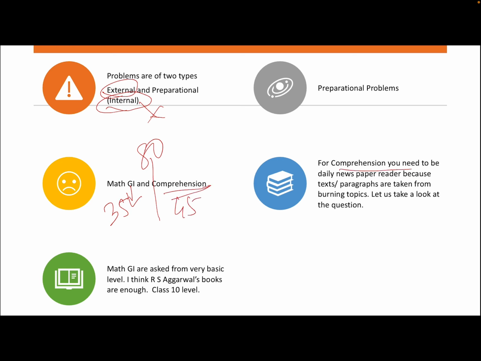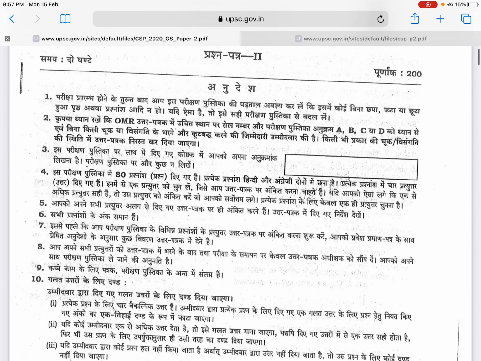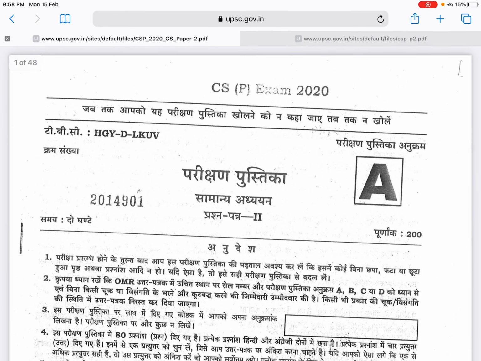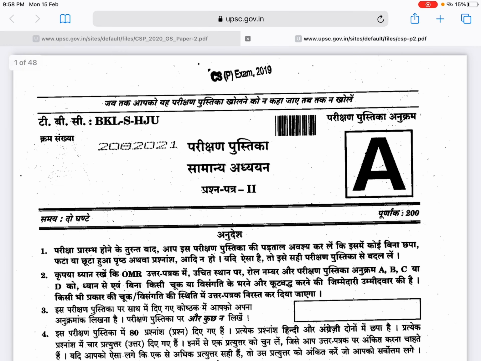Now, comprehension is asked from very burning topics, which are available in the newspaper. If you read newspapers daily, not compulsory, but it should be, you will get many topics. You don't even have to read the passage so carefully, because you already know the facts. So if you go through it once, you will be able to solve comprehension. For that, I have downloaded questions from the UPSC website, that is, preliminary 2020 and preliminary 2019.